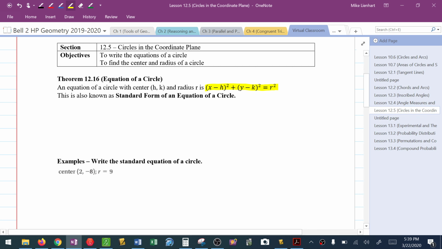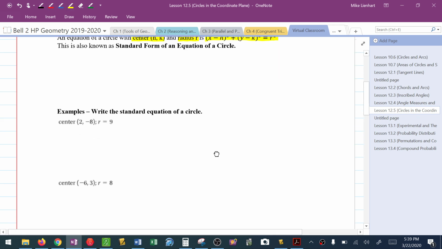Now the h and the k represent the center of the circle, and the radius r is the r part of the circle. All right. This should be a fairly simple lesson for everybody. I hope you all feel that way.